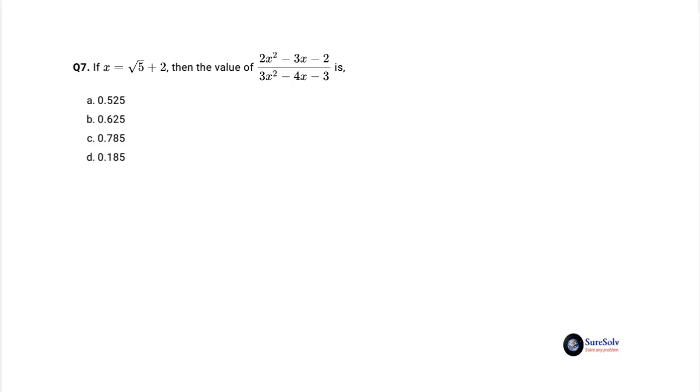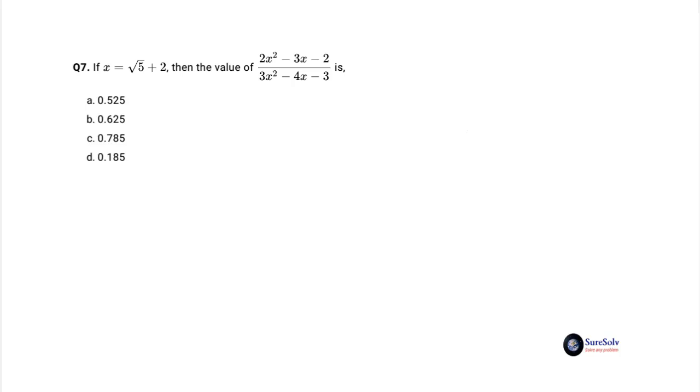Question 7 is, if x equal to root 5 plus 2, then the value of 2x square minus 3x minus 2 divided by 3x square minus 4x minus 3 is option A 0.525, option B 0.625, option C 0.785, and option D 0.185. The given value is a surd variable, and the choice values do not have surd at all. So we have to first eliminate the surd. In this case, it will be easy to do because the difference of the squares of the two terms, root 5 and 2, is just 1.